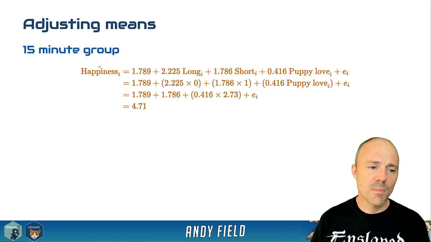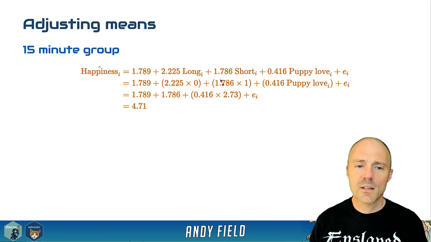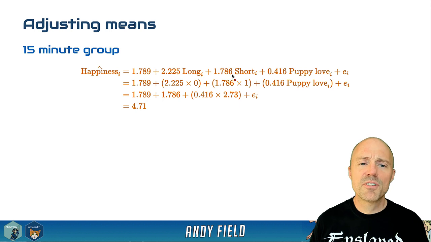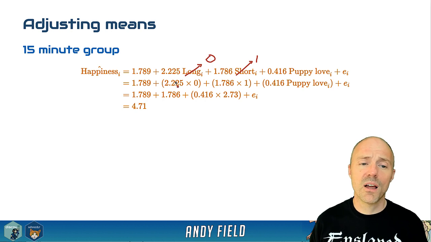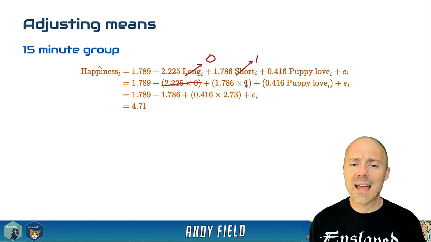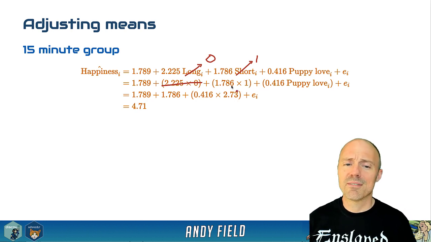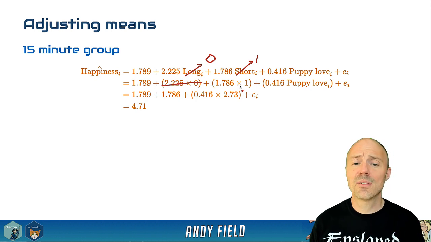We can do something similar for the 15-minute group. So the same equation as before, really. But this time, if you're in the 15-minute group, the short dummy variable, you get a score of 1, and the long dummy variable, you get a score of 0. So we can again replace those values in. So on the line below, long gets replaced with 0, that will cancel out. And short gets replaced with 1, so 1.786. The beta for short gets multiplied by 1, so it retains its value.